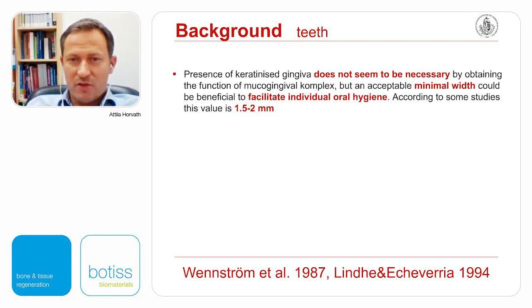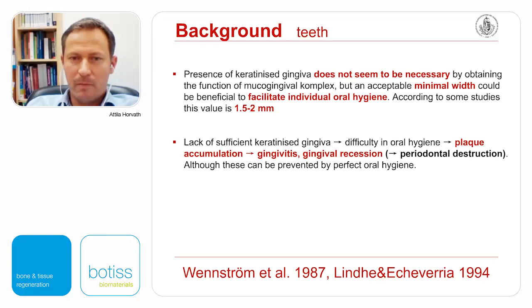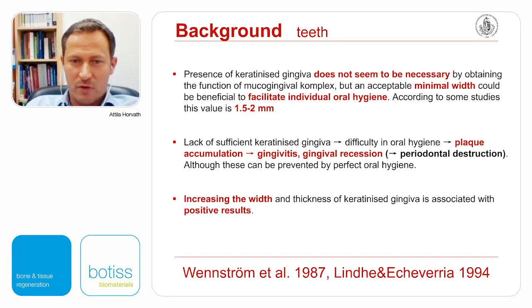The presence of keratinized gingiva does not seem to be necessary to obtain health of the mucogingival complex, but a minimal width could be beneficial to facilitate oral hygiene, and that amount, according to studies, should be between 1 and 2 millimeters. So lack of sufficient keratinized gingiva leads to difficulty in oral hygiene, plaque accumulation, gingivitis, and recession, that, as we know, might lead to periodontal destruction. And to be fair, all this could be prevented by excellent oral hygiene.